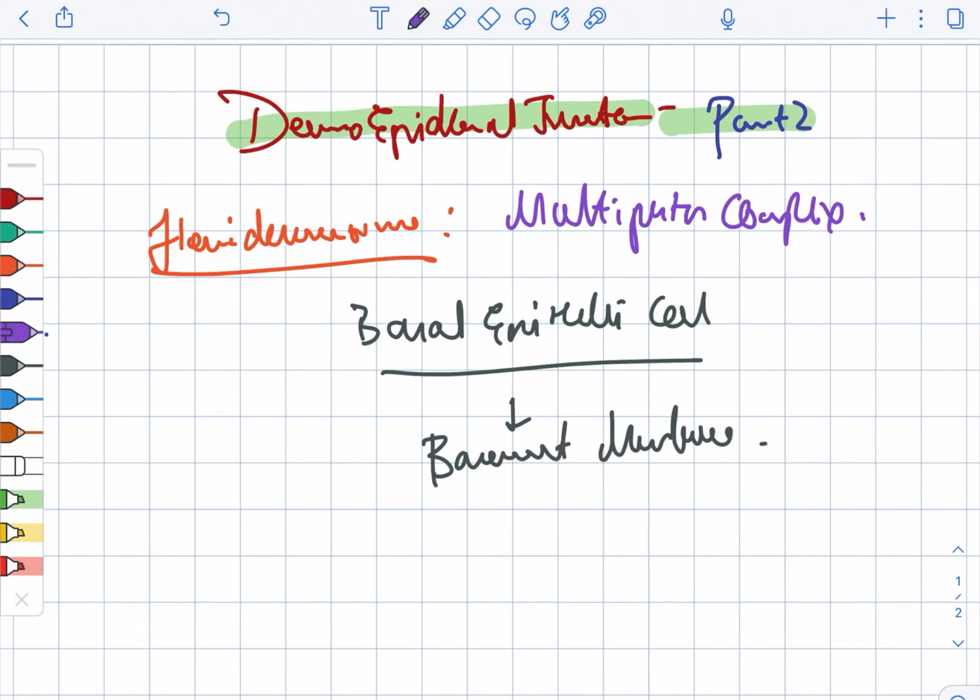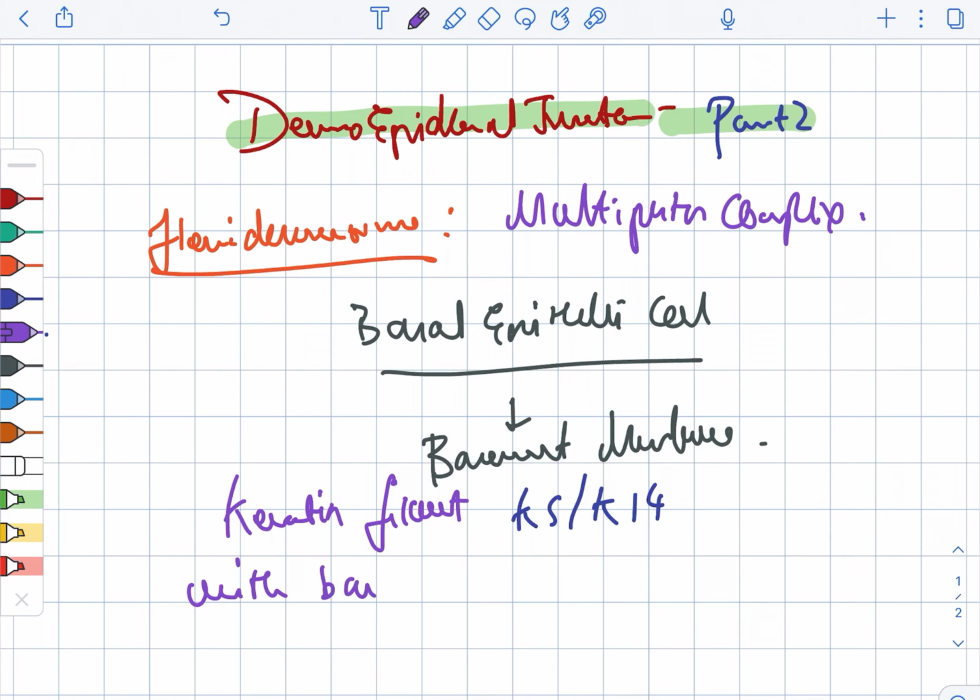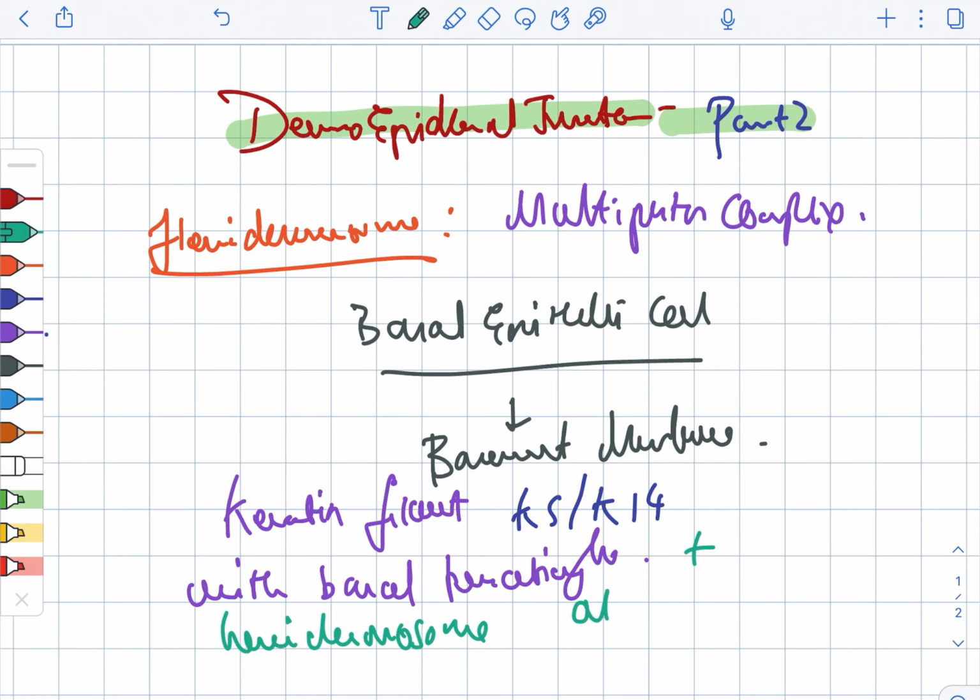Next, there is also the presence of the intermediate keratin filament. This includes K5 as well as K14. They are present within the basal keratinocytes. The basal keratinocyte attaches to the hemidesmosomes at the base of the cell.